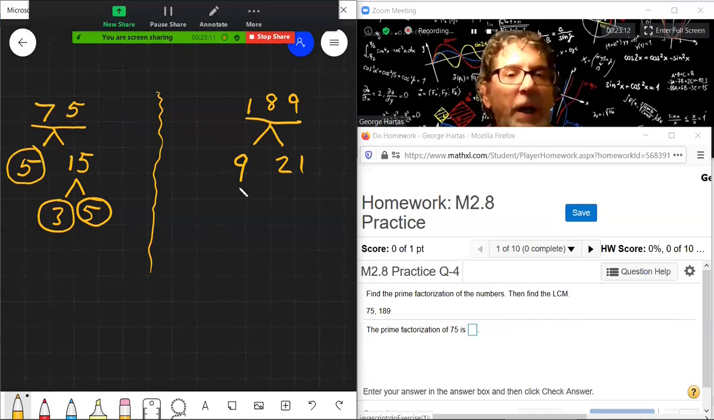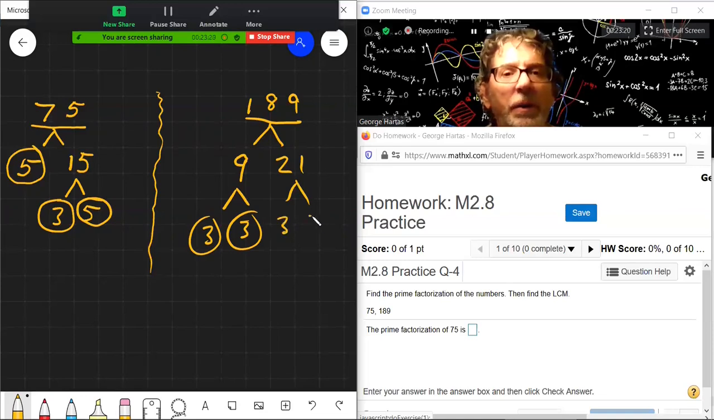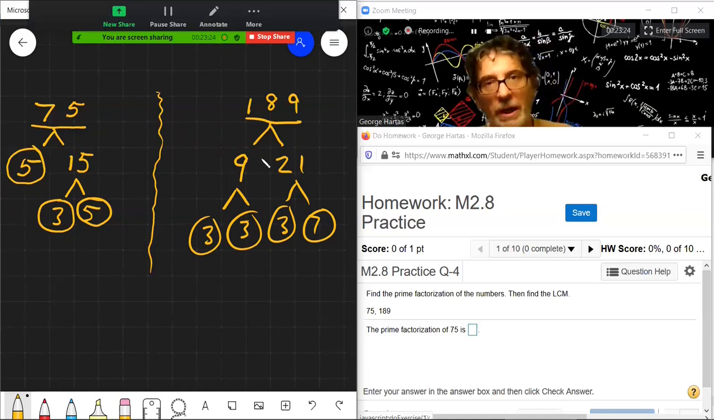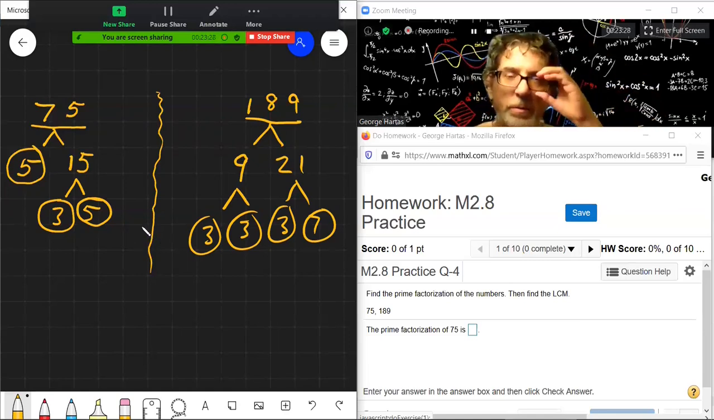All right, 9 is composite. That can be broken down into 3 times 3. 21 is composite. 3 times 7. Okay, all that work. Now we can actually start getting into the concept of the least common multiple here.